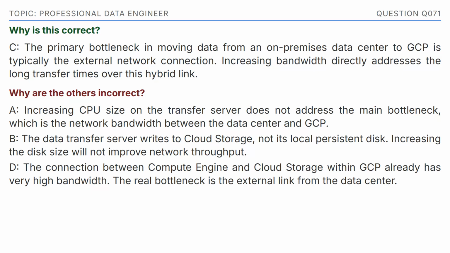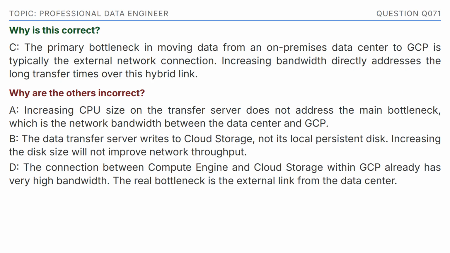The primary bottleneck in moving data from an on-premises data center to GCP is typically the external network connection. Increasing bandwidth directly addresses the long transfer times over this hybrid link. Why are the others incorrect? A. Increasing CPU size on the transfer server does not address the main bottleneck, which is the network bandwidth between the data center and GCP.